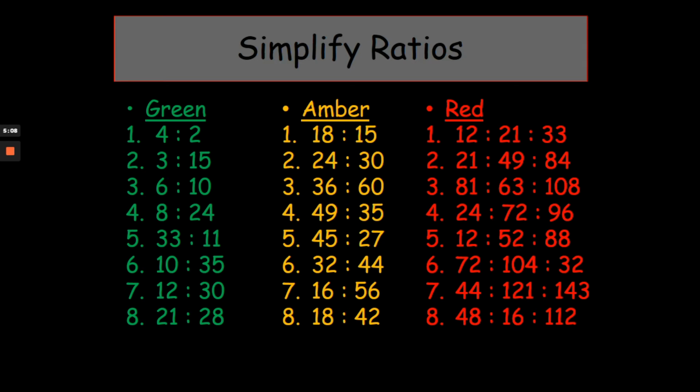You need to find out which times table 12, 21 and 33 are in, and then you can simplify it. But this time, instead of being 2 numbers, there will be 3 numbers, so it makes it a little bit more difficult. If you want to, you can start with the green ones and work your way up. If you're feeling very confident, start with the red ones. If you're feeling okay, not too bad, start with the amber ones.